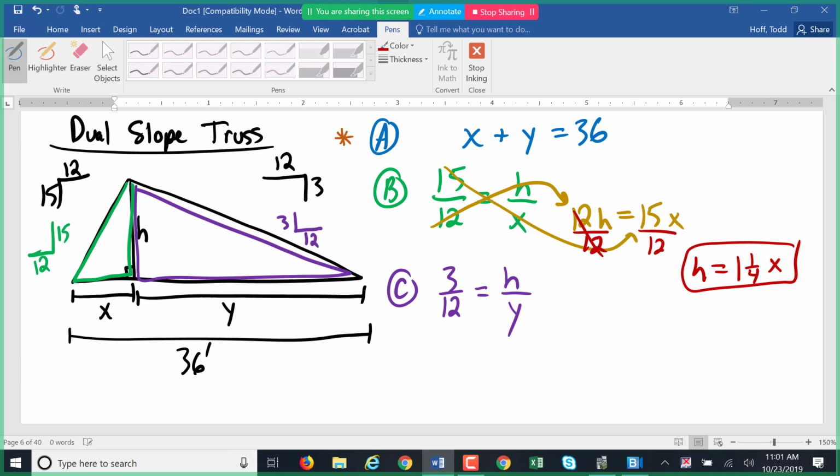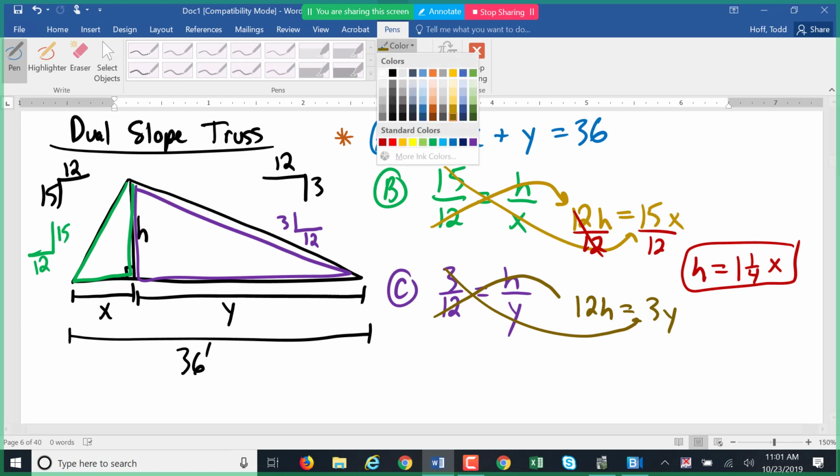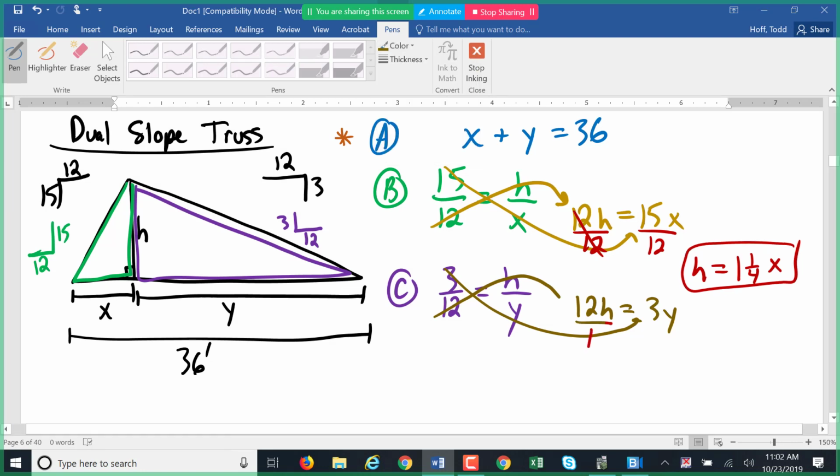Let's do the same with equation C here. So I'm going to cross multiply. 12 times h is also 12h. 3 times y is 3y. And once again, I'm going to divide by the 12 to get h by itself. Well, h equals 1/4 y.